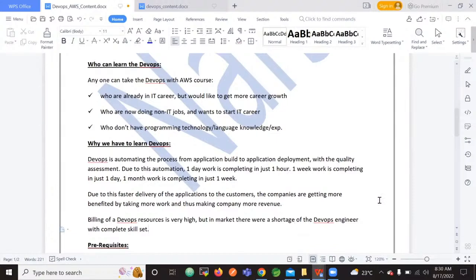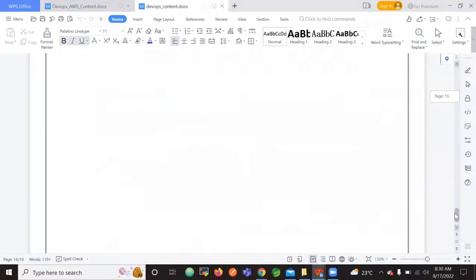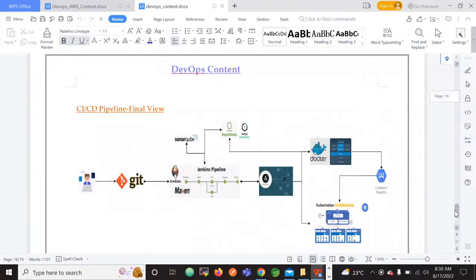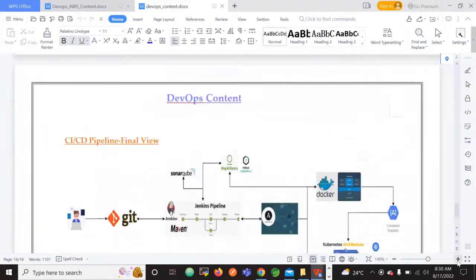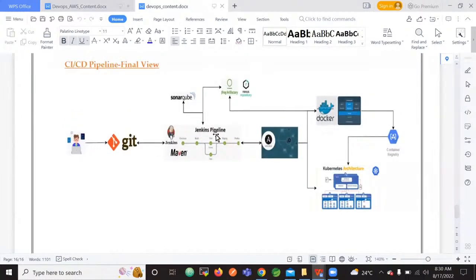What is the complete skill set meaning? For example, if you can see this pipeline, this is the pipeline that we need to build. Now what is happening is, few members have the skill set of Jenkins only. Few members have the skill set of Ansible only. Few members have the skill set of Docker and Kubernetes only. And few members have Jenkins, SonarQube, Artifactory only.